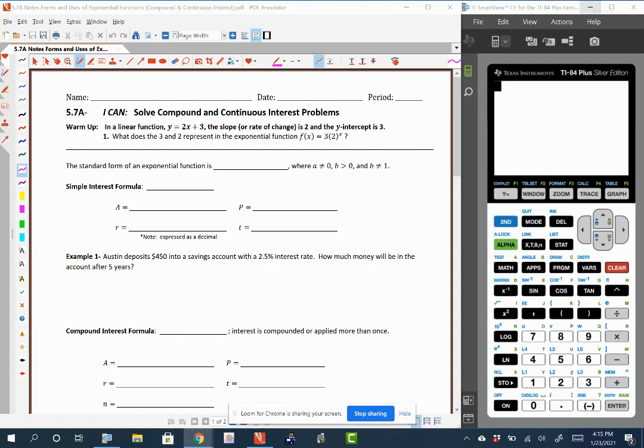So we're reminded that in a linear function, the slope or the rate of change is 2, and we always see that in front of the x. We always know where to find that. And the y-intercept is 3. So we always know where to find that, plus or minus. So last year we learned about exponential functions. So the question is, what does the 3 and 2 represent in the exponential function?